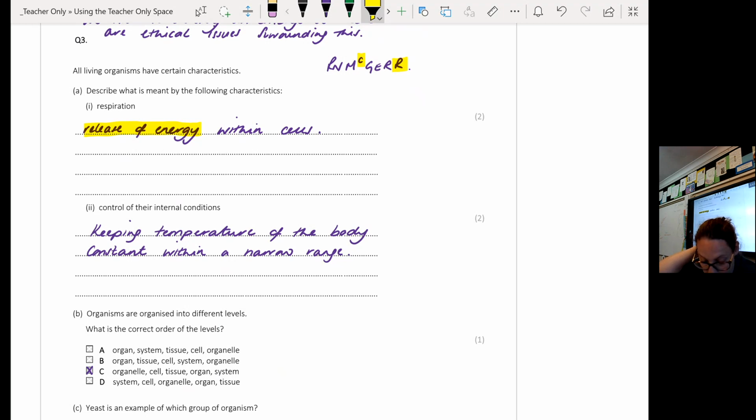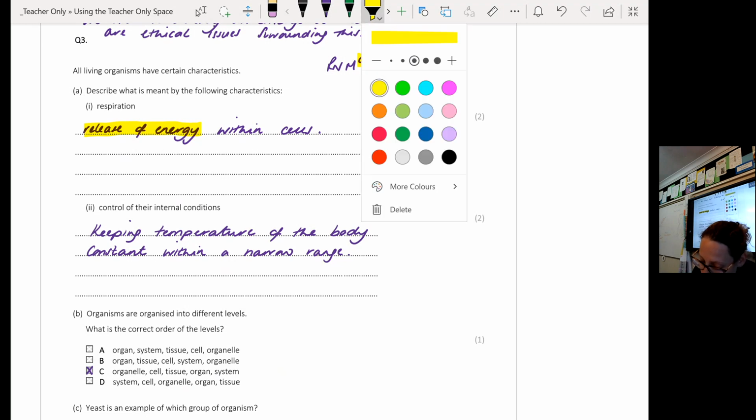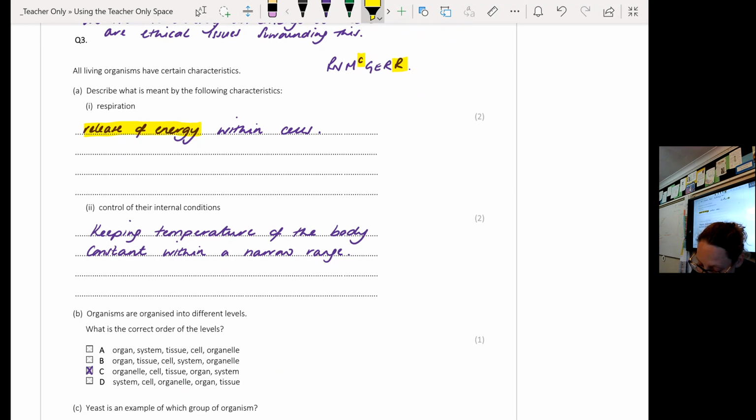I can't say produce. If you say produce for a question on respiration, you will not get the mark. Even if you've mentioned energy, you will not get the mark because you said produce. That's really key here. I want to say release. Always say release when you're talking about respiration. And the second mark literally comes from the fact that you're talking about a cell. Release of energy within cells. It's 2 marks in 1 sentence there.